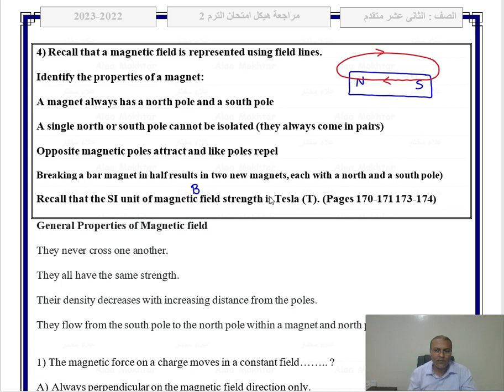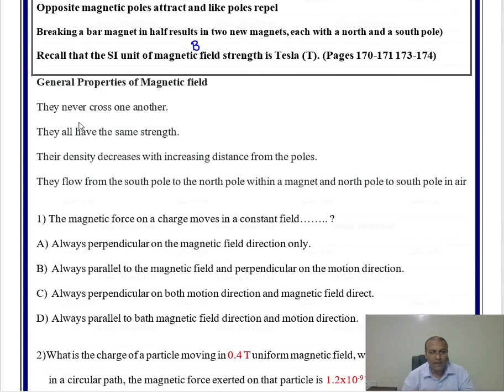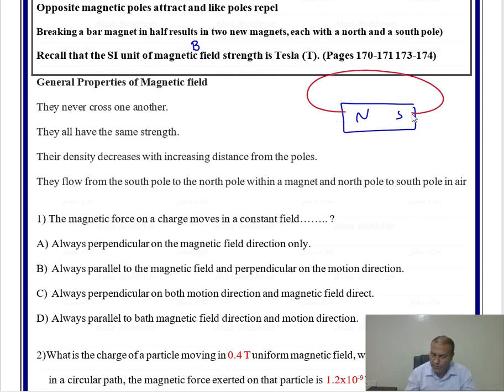Magnetic field is a vector quantity. It needs direction and magnitude. What about the general properties of a magnetic field? Magnetic field lines never cross one another. If we have a magnet like this, the magnetic field inside and outside the magnet do not cross each other. They all have the same strength at the same distance from the magnet.